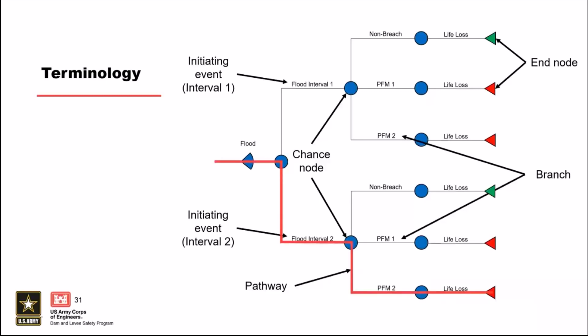An event tree pathway is a unique set of events through the event tree that leads to failure or breach. So in this example, there are 4 pathways that lead to breach, with the bottommost pathway highlighted by a red line.